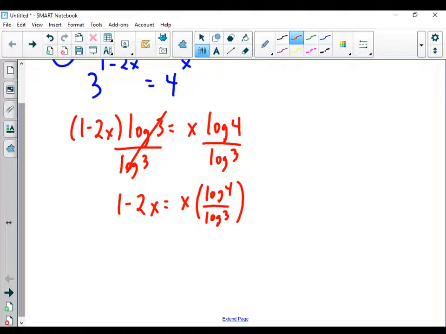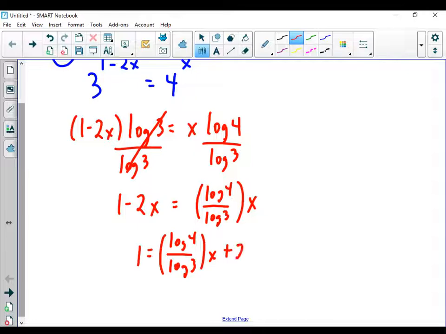All right, so let's think about what we have. We got 1 minus 2x on the left side. On the right side, I have x times log of 4 divided by log of 3, or another way to think about this is log of 4 divided by log of 3 times x. Well, anytime we solve an equation, our goal is to try to get all the x's on one side and everything else on the other. So I'm going to add 2x to the other side. Well, over here, I'd have whatever the log of 4 divided by log of 3 is, times x, plus now I have an additional 2x that I'm putting over there.